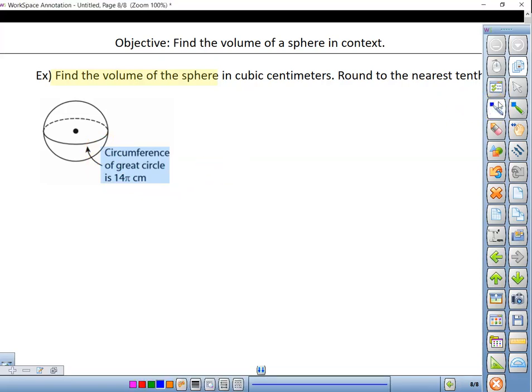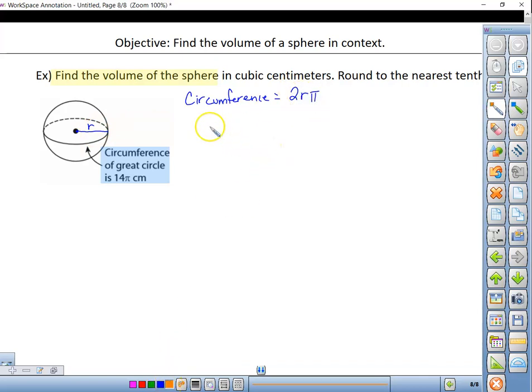centimeters. So here we have to realize, to find the radius of our sphere, we need to work backwards from circumference. So we need to know the circumference formula for a circle, and that isn't something we have used recently. So we have to know that circumference is calculated using radius as 2 times radius times pi.